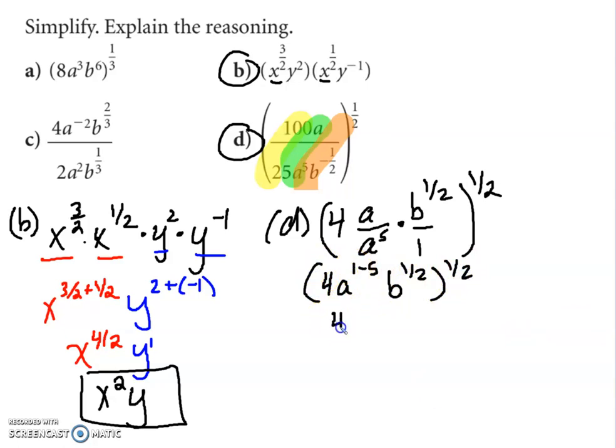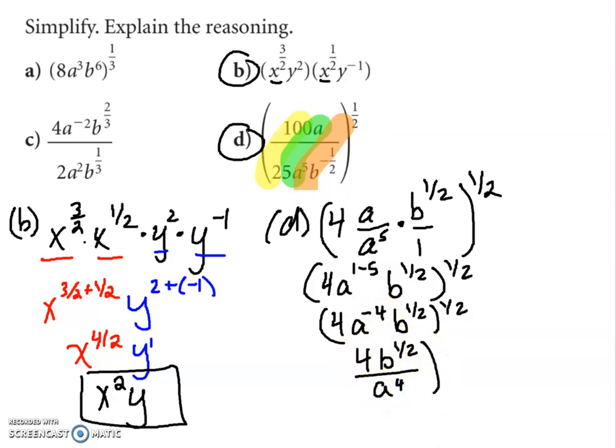So I'm going to simplify. It'll be 4A to the negative 4, B to the 1/2. And before I apply this 1/2, I'm just going to simplify one last time. I cannot have a simplified solution with a negative. So this will actually become B to the 1/2, and the reciprocal of A to the negative 4 is 1 over A to the 4, all to the 1/2. So now at this point, what we're doing is this 1/2 means we're taking the square root of 4B to the 1/2 over A to the 4.